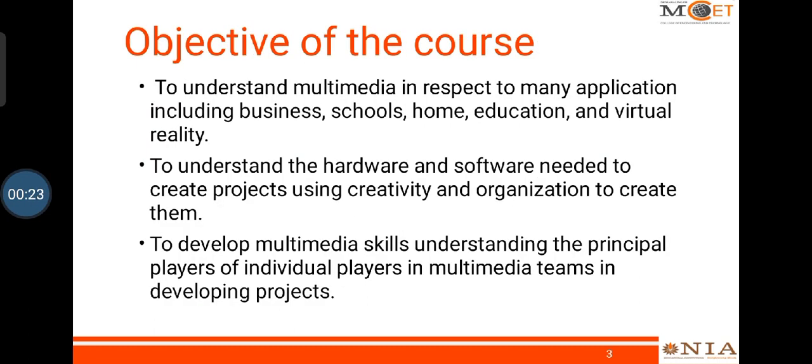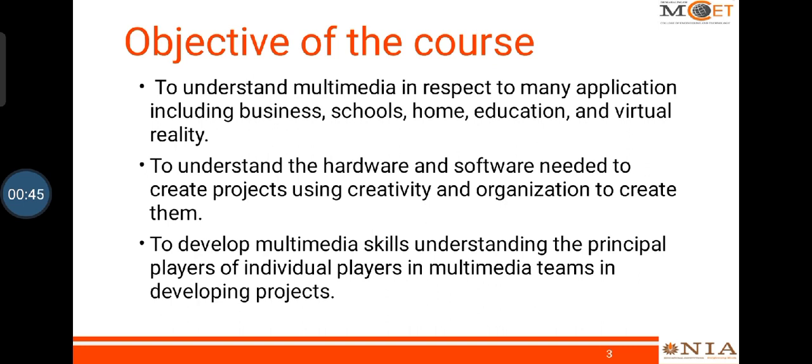So the major objective of this course is to understand the multimedia concept with respect to the various application domains including business, school, home, education, hospitals and then share market services. So the major objective of the multimedia is to provide the virtual reality.